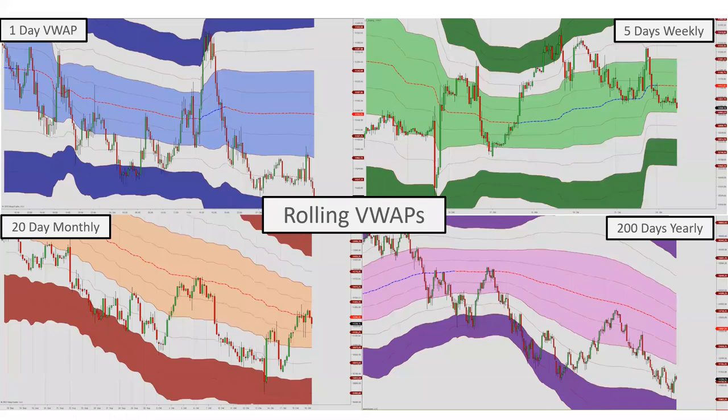Which brings me to my favorite indicator, the rolling VWAP. Why is that my favorite? Well, because the volume weighted average price tells me a lot about the current trend value and overbought, oversold to identify viable trading setups. So you can use it in the short term. I have a 1-day rolling VWAP here, or a 5-day rolling VWAP here, continuous rolling VWAP. Or for the medium or long term, we have the monthly and the yearly VWAP calculation, as opposed to the standard anchored VWAPs.